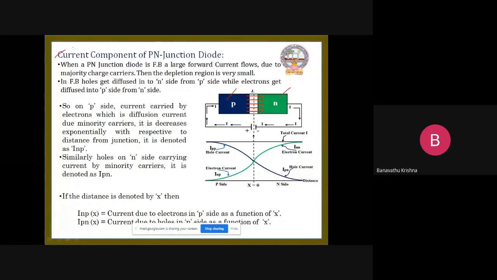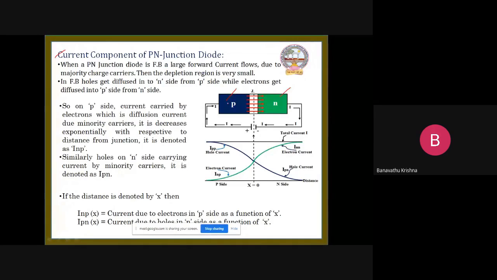What is meant by current components? What currents are available in this particular PN junction diode? See here, the majority charge carriers on this side are holes and on this side are electrons. The current generated due to the majority charge carriers is one type of current component. Also there are minority charge particles, and due to them another current component is generated, which is the minority carrier current. So these are the current components.